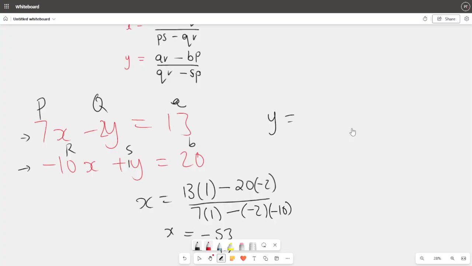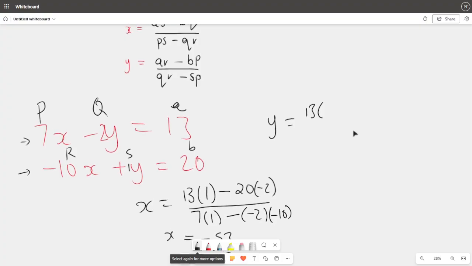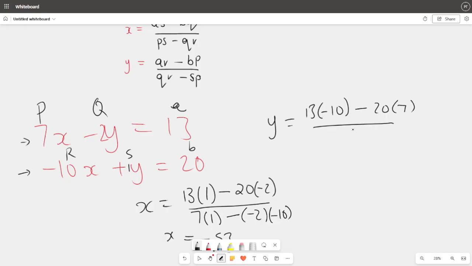Now the value of y in this case is given as the value of a multiplied by r, which is going to be 13 again. 13 multiplied by r, and then the value of r right here is negative 10, so we're going to say negative 10, then minus the value of b. The value of b is 20, so we're going to say 20 into the value of p, it's positive 7, so we're going to say positive 7 right here all over the value of q. The value of q again is negative 10, so we're going to say negative 10 into the value of r.